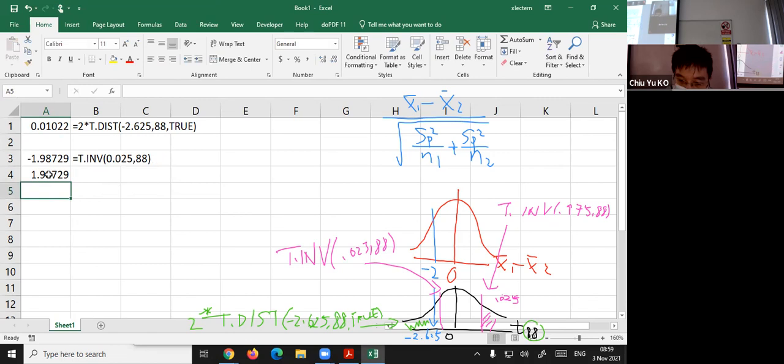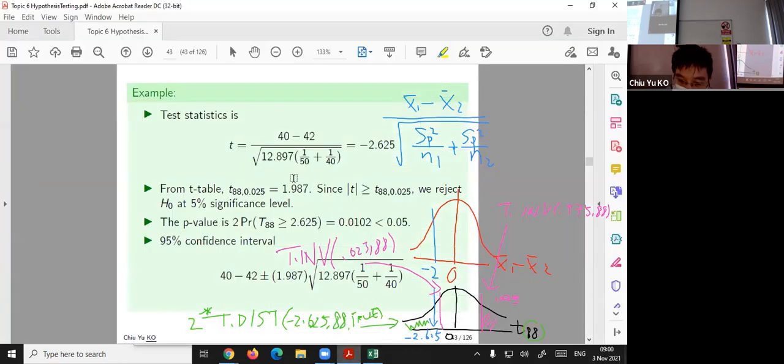Okay, so that means the negative 2.6 is here, and we have 1.9 here. So this blue one, the test statistic, is way smaller than the critical value. Then you reject. So we'll reject the idea that they're the same. That is the result of our test. That's why we get the same answer here, right?